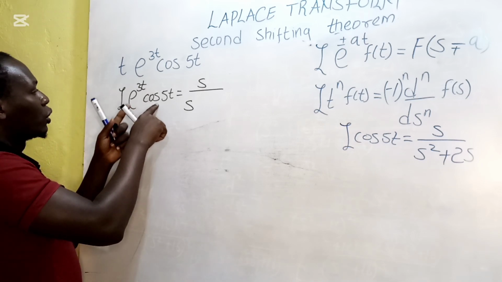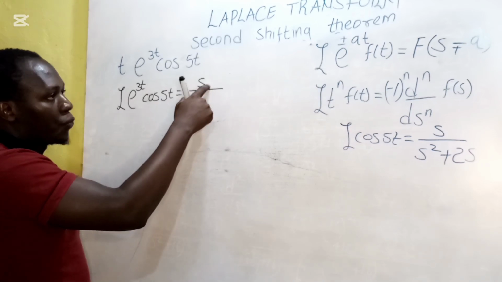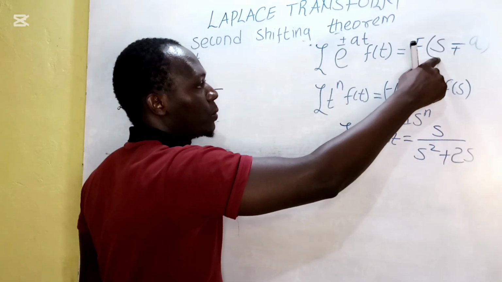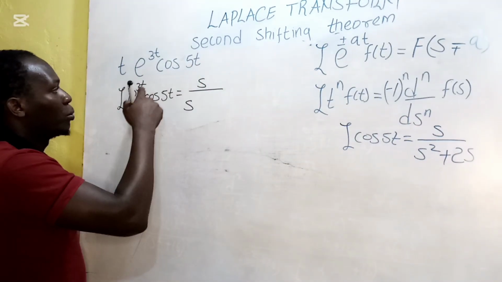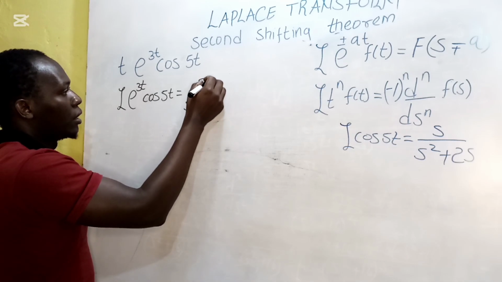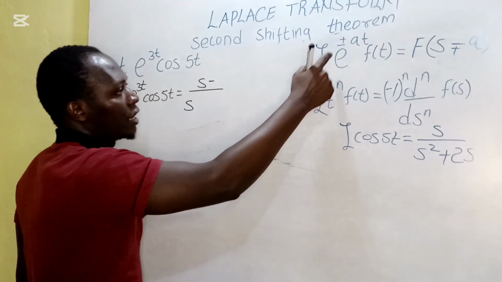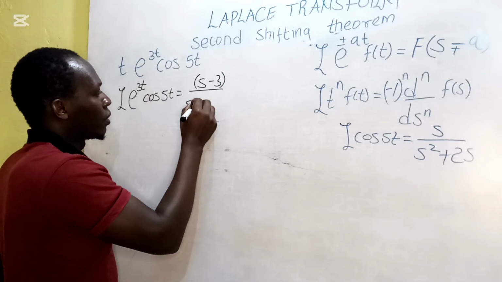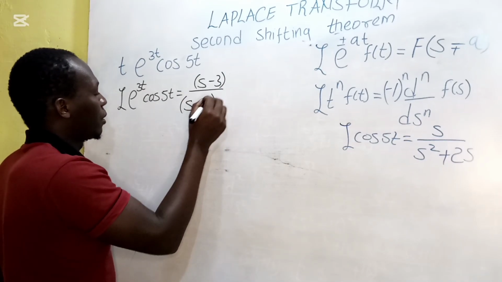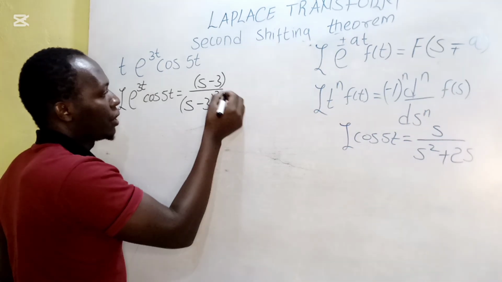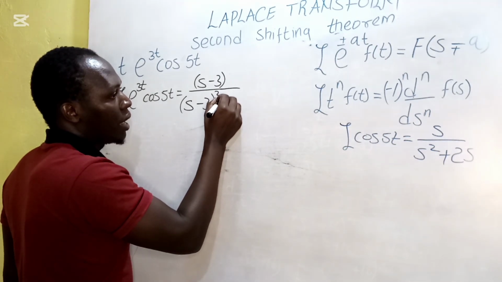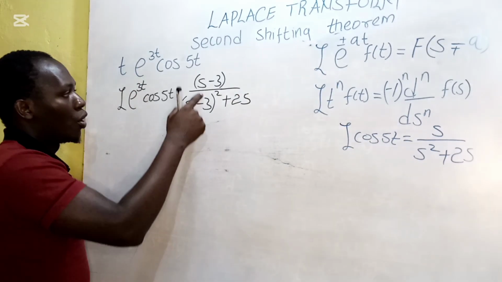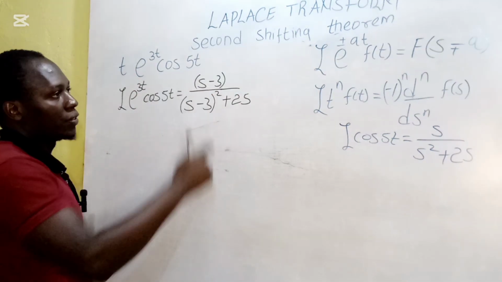squared plus 25. But to the term of s, we do our shifting here. Our function f, but to the term of s, we do our shifting. To mean that here we are going to have s, a negative of 3, a negative of 3. Everything will be squared here. We add 25. This is what we refer to as the shifting.